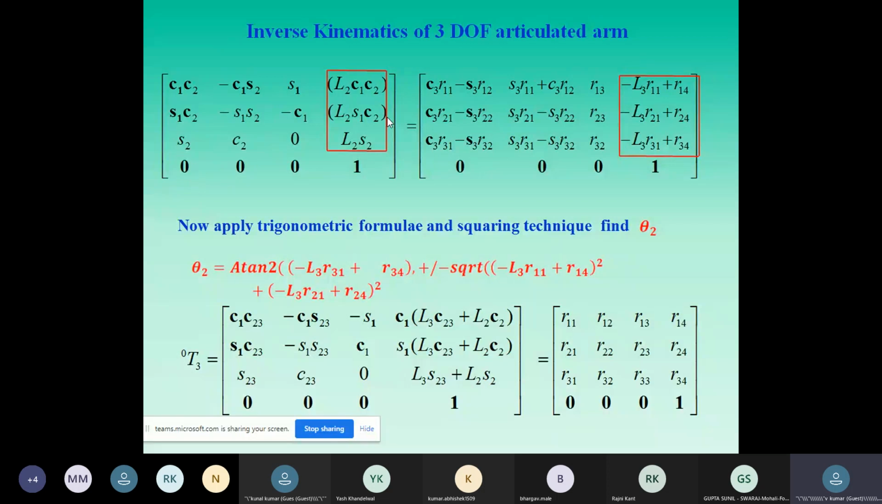Square this and add it, and apply some geometry formula. Tan theta is a function of sin theta and cos theta, and we divide them. Then we find the function in terms of tan theta 2. From that tan theta 2, we find theta 2 using atan. Then we will get these equations.